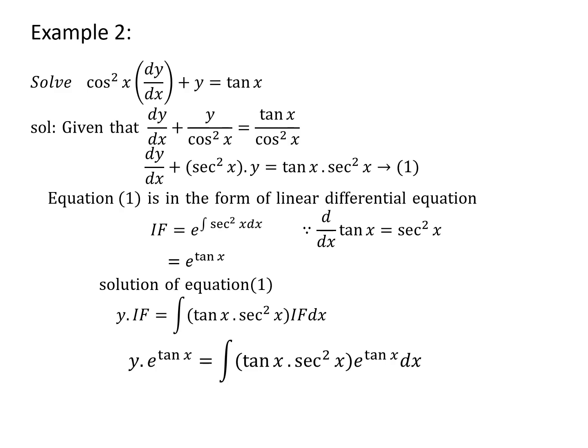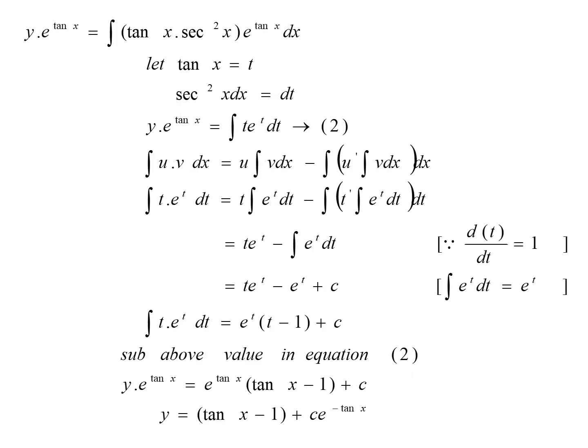The solution of equation 1 is y into integrating factor is equal to integral q into integrating factor dx. But in place of q, we directly substitute the q value, that is tan x into secant square x. Move on to the next line. Substitute the integrating factor in the above line: y into e to the power of tan x is equal to integral tan x into secant square x into, instead of integrating factor we got the value e to the power of tan x, into dx.